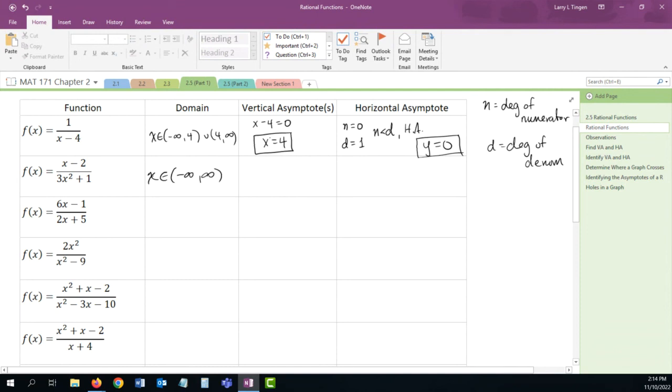All right. Vertical asymptote. What made the denominator 0? Nothing. So this has none. And then, same as before, the numerator has degree 1 and the denominator has degree 2. What happens if n is less than d? My horizontal asymptote is y equals 0.